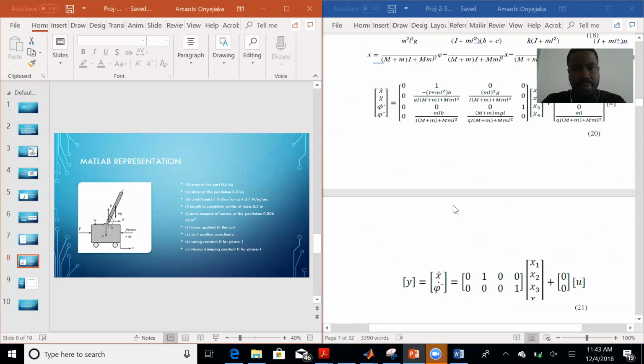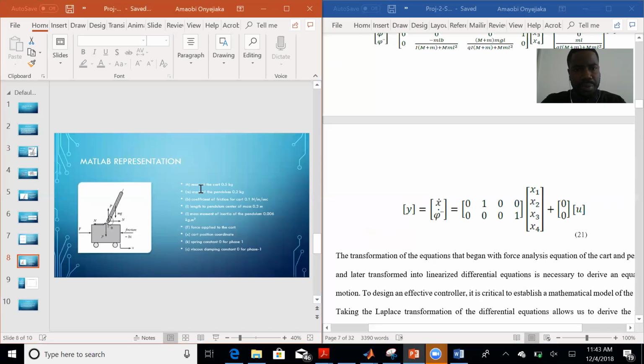As we go into the MATLAB representation, we're picking a mass of the cart at 0.5 kilogram, the mass of the pendulum at 0.2 kilogram, and the coefficient of friction for the cart at 0.1 newton-second per meter. The length of the pendulum to the center of mass is 0.3 meters. The mass moment of inertia of the pendulum is 0.006 kilogram times meter squared.